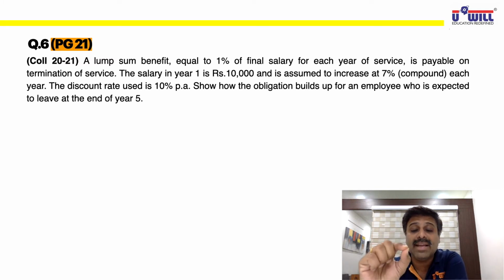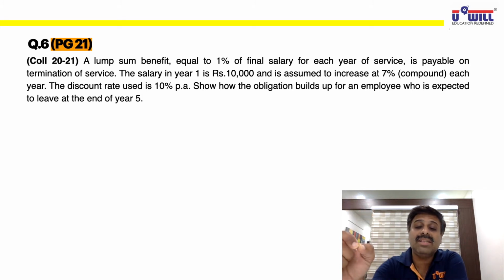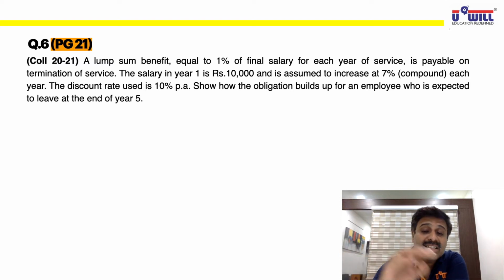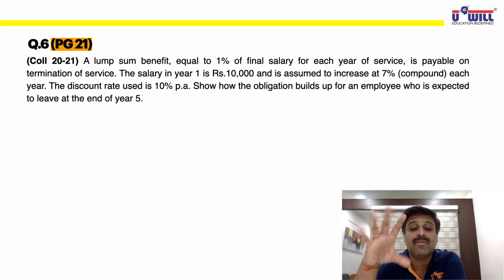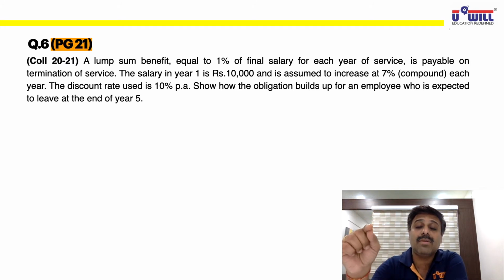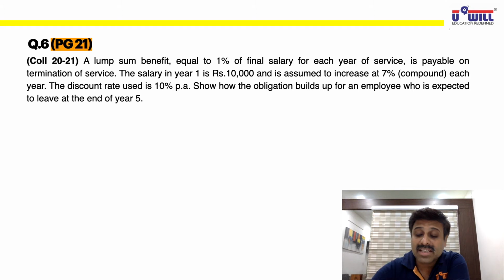All of you underline obligation builds up and write down current service cost and interest cost. Obligation builds up means we have to find out current service cost and interest cost for each of the 5 years. Means we have to make the calculation for 5 years and every year what will be the current service cost and interest cost is supposed to be calculated. Start solving it in the notebook.